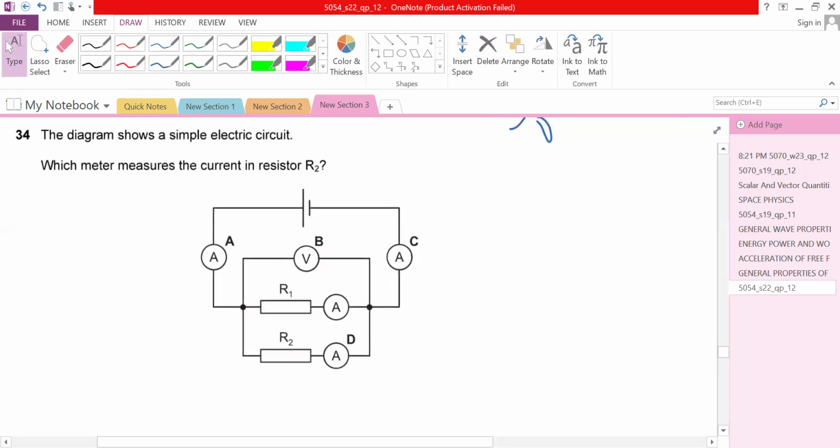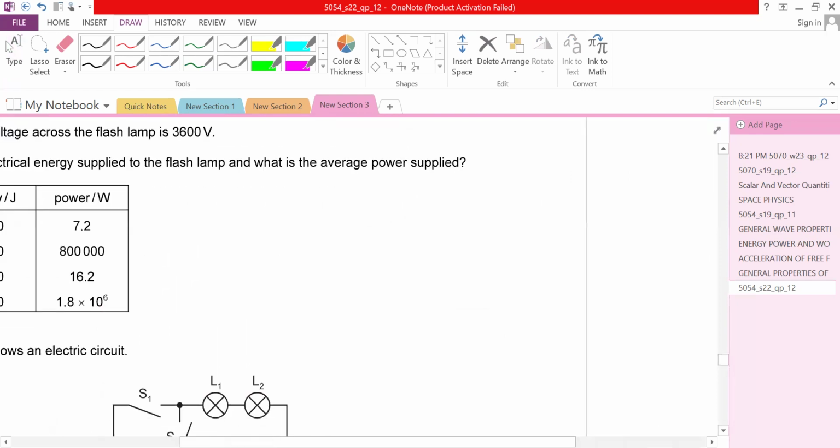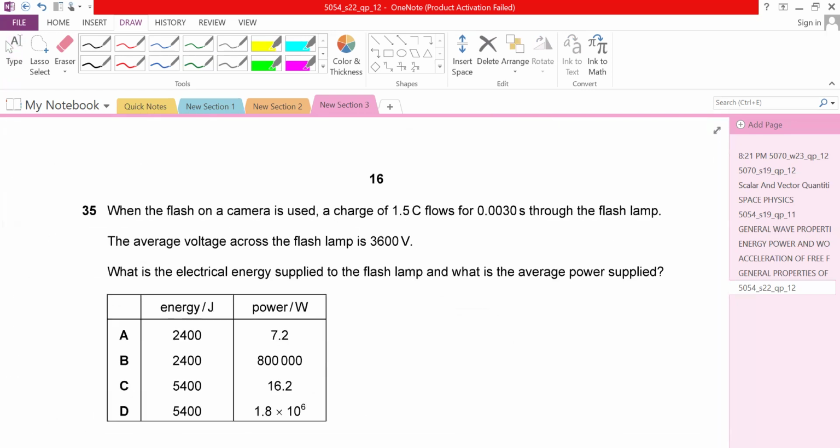Then question number 34. The diagram shows a simple electric circuit. Which meter measures the current in resistor 2, or R2? The ammeter that measures the current is D. An ammeter is placed in series.